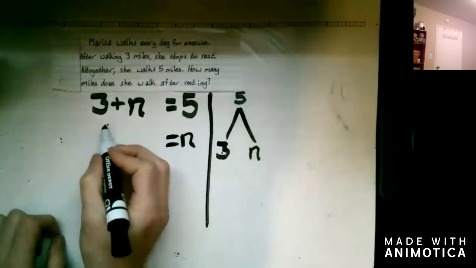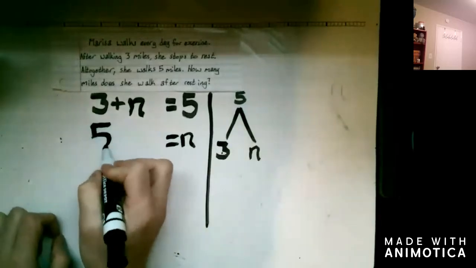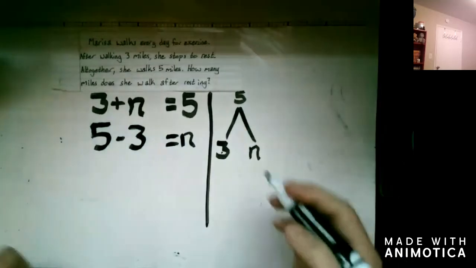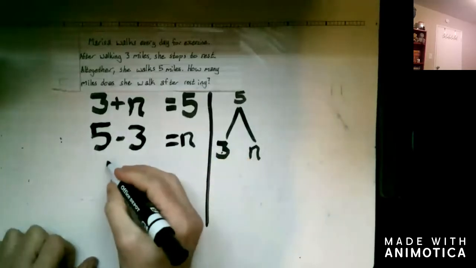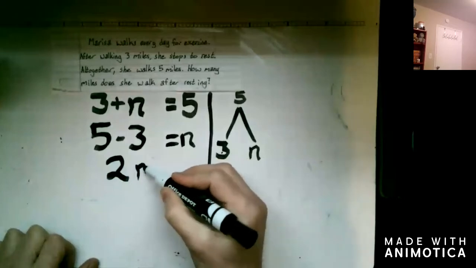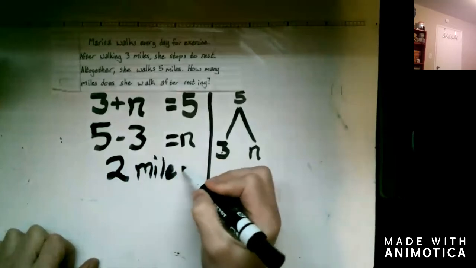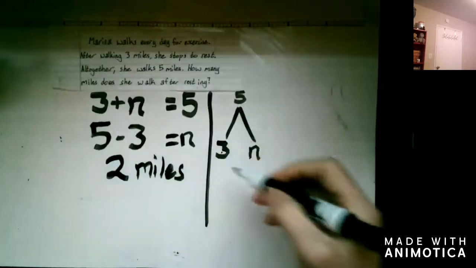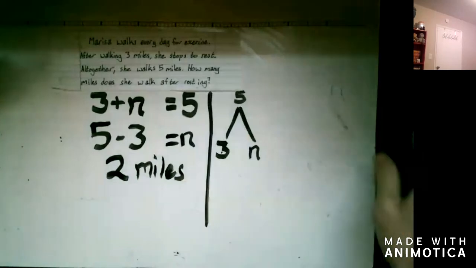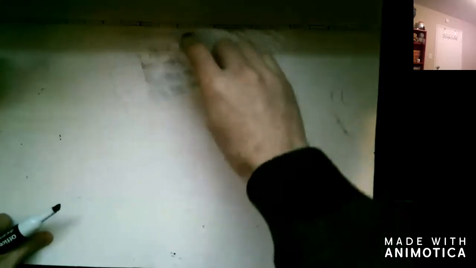The math mountains work in both directions. 5 minus 3 equals n. And this I know. I know 5 minus 3 is 2. And I have my answer now. She walked 2 miles. These math mountains are going to be helpful if you need to remember how the addition and subtraction are going to be working. And this was a question below a 5th grade level, but it works when we use new 5th grade math as well.